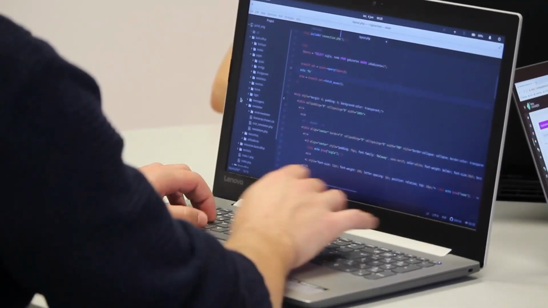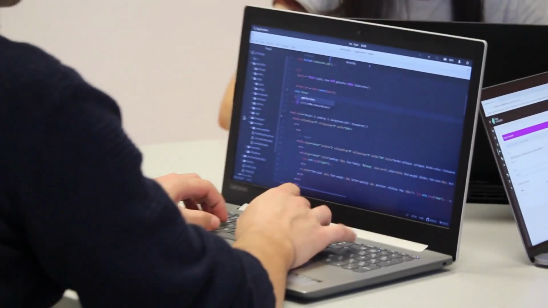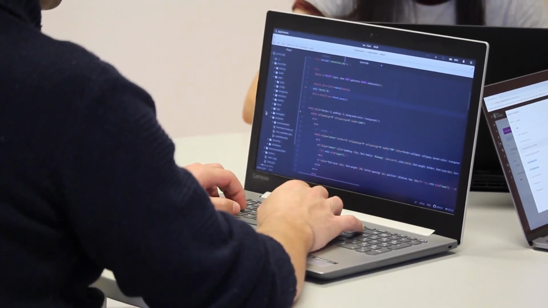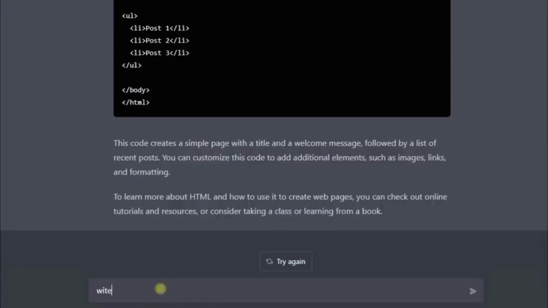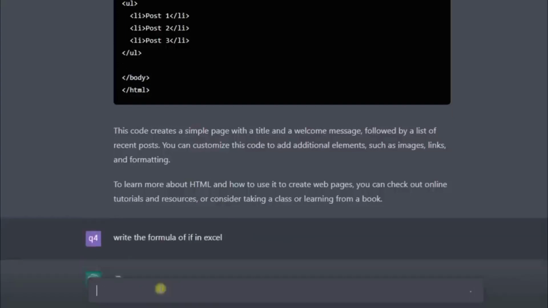Dependence on large amounts of data. ChatGPT is a large and complex model that requires a significant amount of data in order to function effectively. This means that it may not be suitable for use in situations where there is a limited amount of data available.